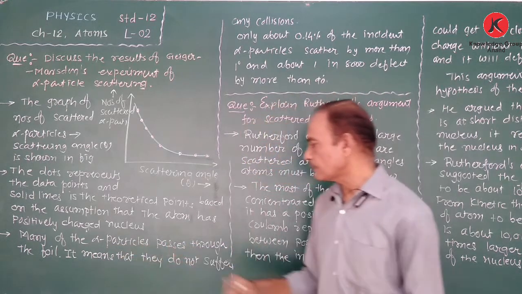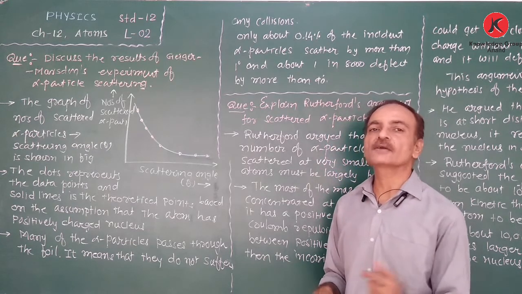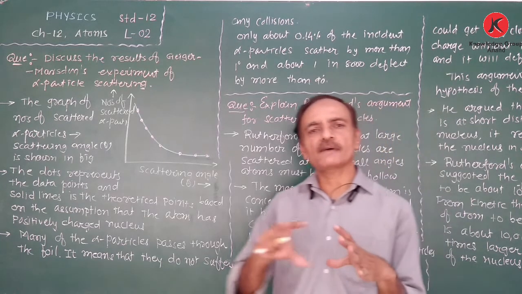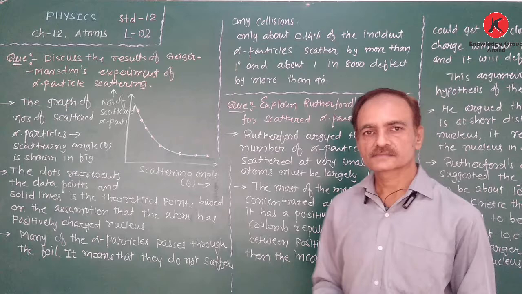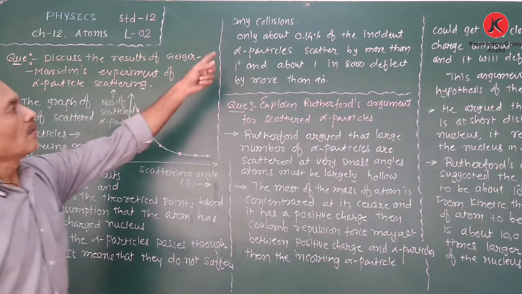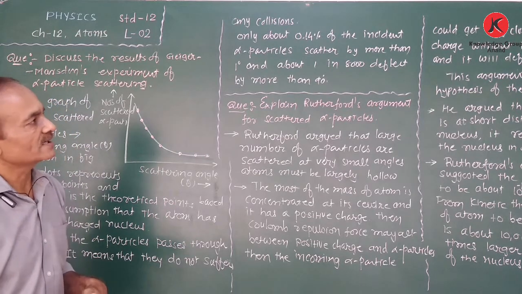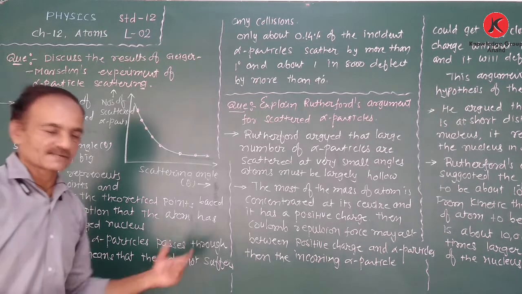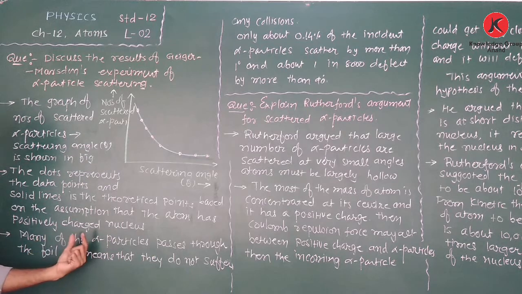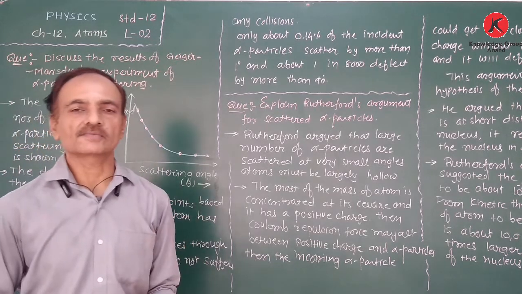Now, the meaning of the alpha particle passing through the thin foil is that it does not suffer any collision. Most of the alpha particles can pass through the gold foil, that means they are scattered at a small angle. Only about 14% of incident alpha particles are scattered by more than 1 degree scattering angle. Many of the alpha particles pass through the gold foil without suffering any collision with the atoms of the gold foil.